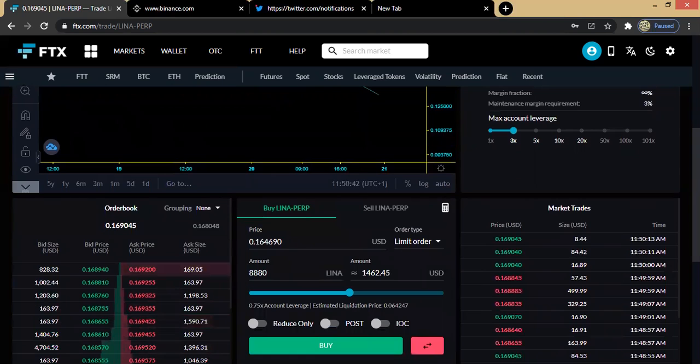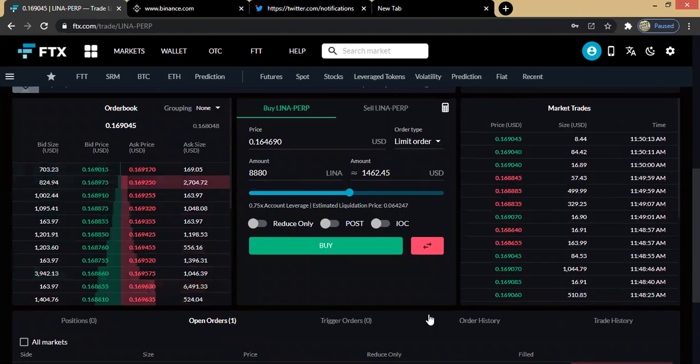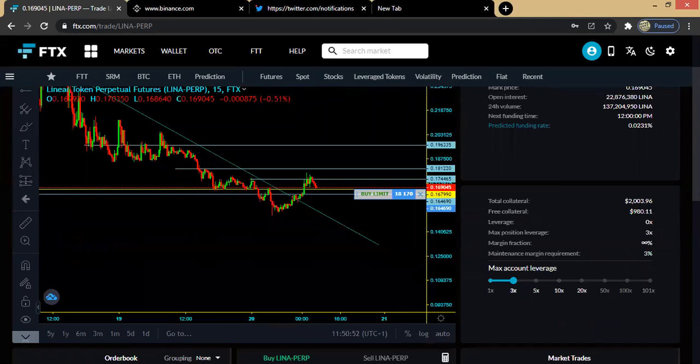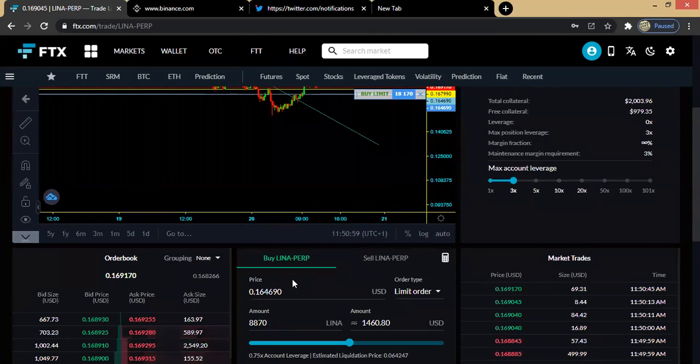Let's still continue. Now assuming I have bought, I've already purchased it, or rather my order is still open. I already have an open order of this. Now I want to take profit. Remember that the first target we have here is 0.174465. Remember I bought initially, so what I'll be doing now is to sell.